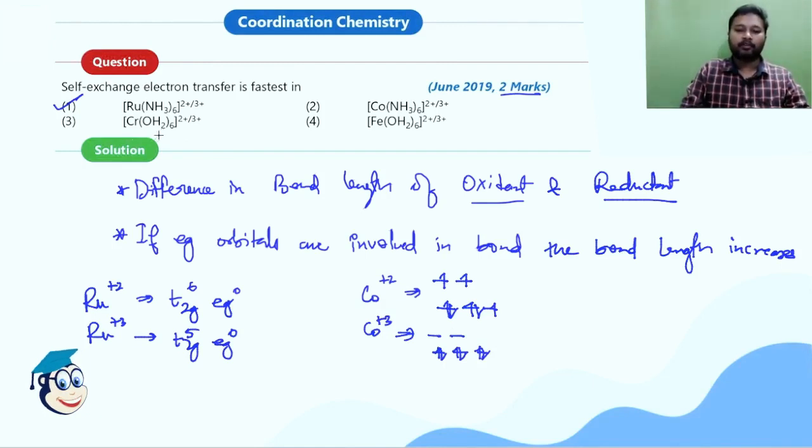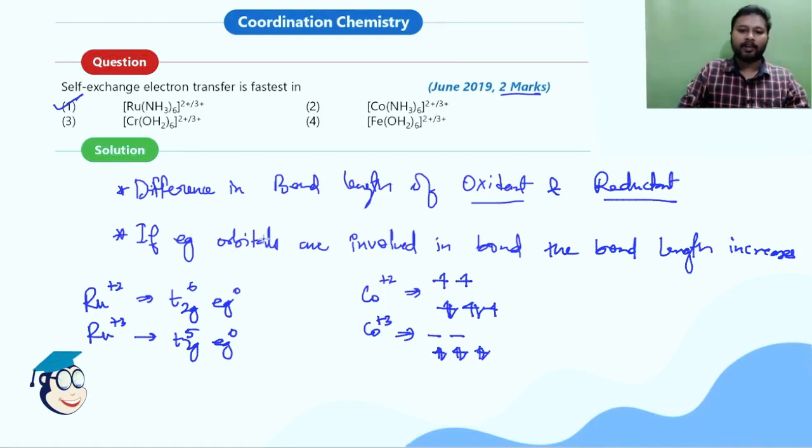Just draw the electronic configuration, and you will see that in options number 3 and 4 both, there is involvement of Eg orbitals. If the Eg orbitals are involved, the bond length will increase, making the activation energy higher and the reaction slower. Remember, if the difference in bond length of oxidant and reductant is small, then the activation energy will also be small, and if the activation energy is small, then the reaction will be fast.